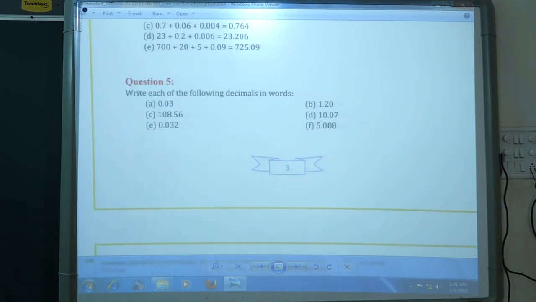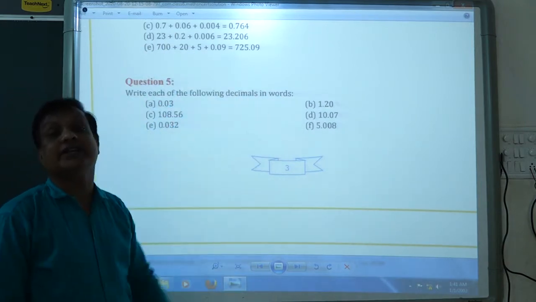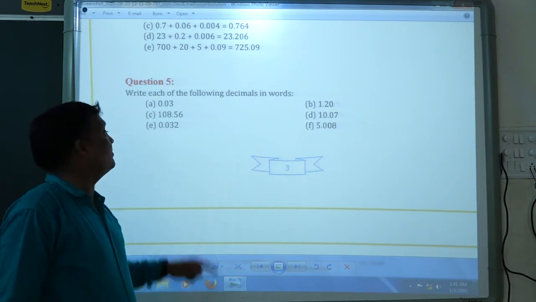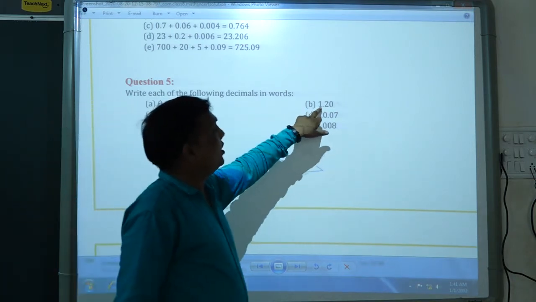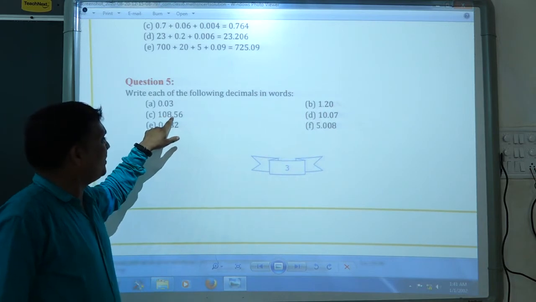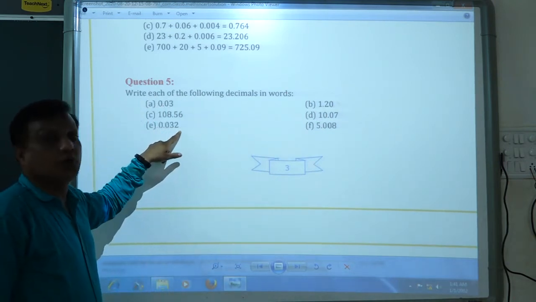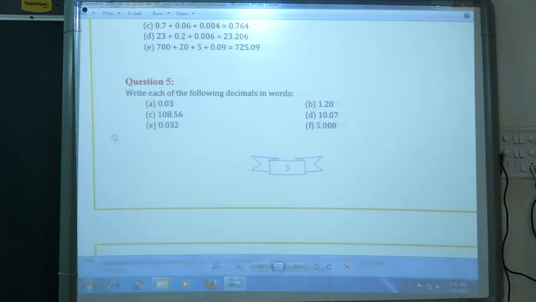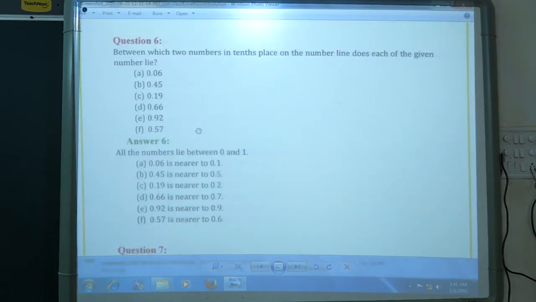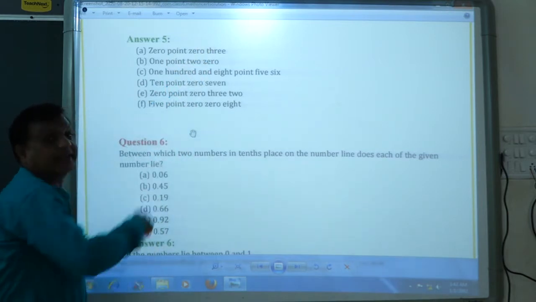Question number 5. Write each of the following decimals in words. The number is given in decimal. You have to write it in words, meaning the number name. So how will you write 0.03? The numbers are 0.03, 1.20, 108.56, 10.07, 0.032, 5.008. We have to write them in words. See, the first question, 0.03, is written in words. Here I explain. Now next question.